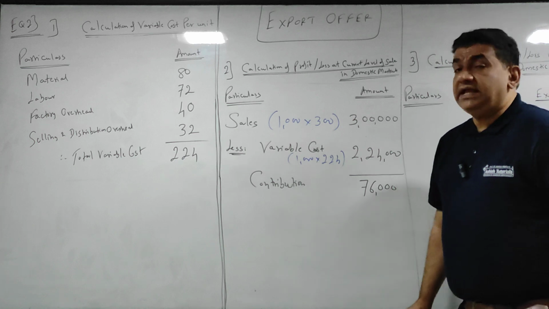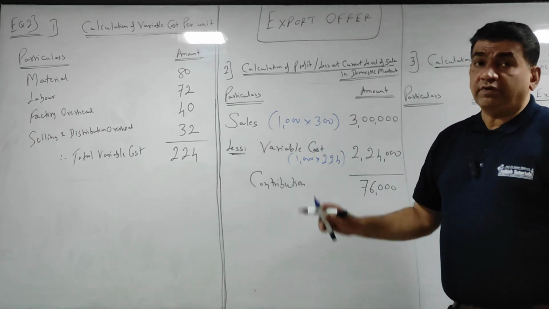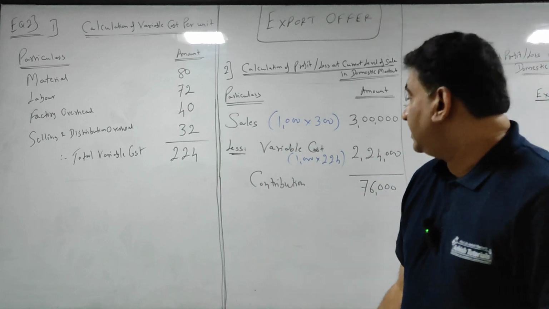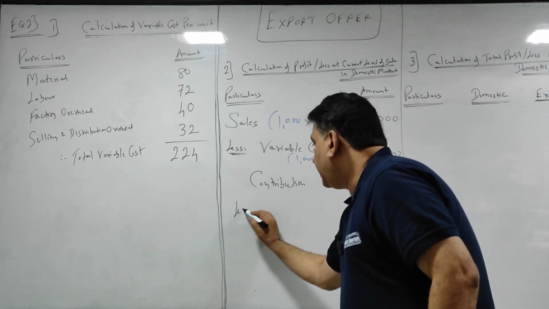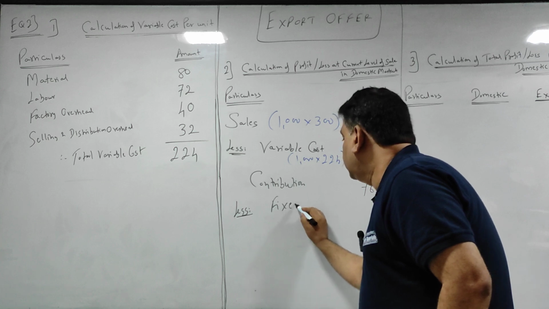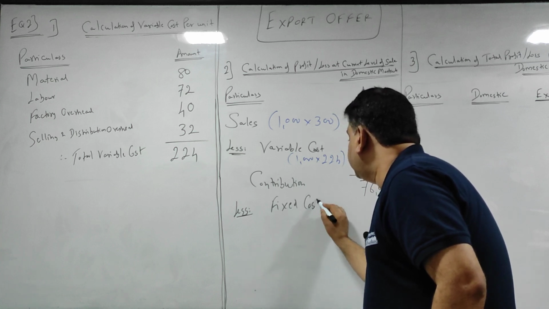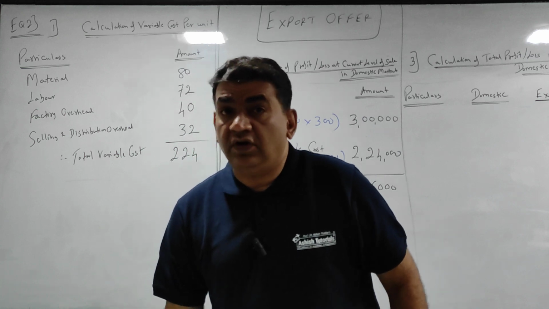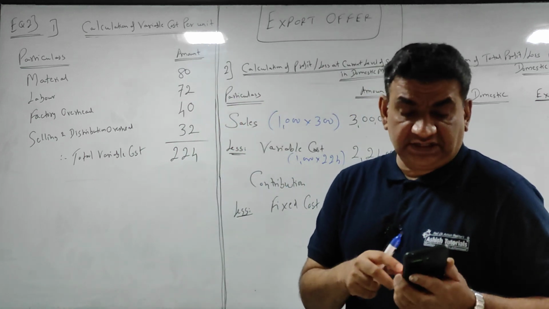76,000 is my contribution. Now I want profit. You all know very well how I get profit. In marginal costing, from my contribution, deduct the fixed cost. Now look, see the question.